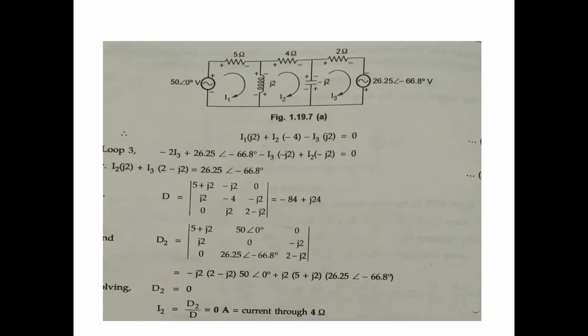D2: j5 plus j2, 50 times 0, 0 j2 0 minus j2 0, 26.25 angle of 68.22 j2. Okay, calculate D2 is 0, D2 by D, finally 0.